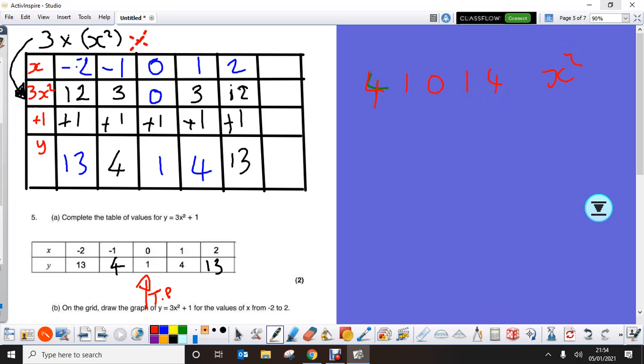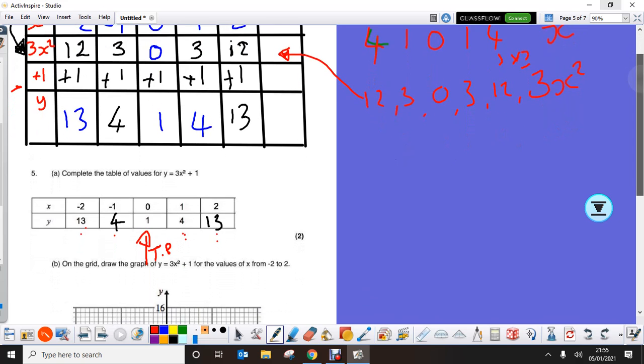Then I'm going to multiply that by 3 to give me 3 lots of x squared. So times each of these by 3 is going to give me 12, 3, 0, 3, 12. And hopefully you can see where these values now come from. The third line down is a constant. There isn't an x value involved, so it's just +1 in each case, and then I'm just going to total that. Okay, now again, if we can see the turning point, they've actually given me all of the values in this one. I just needed to copy the 4 across and then copy the 13 across.